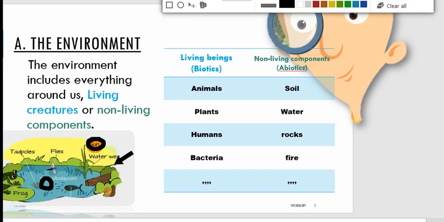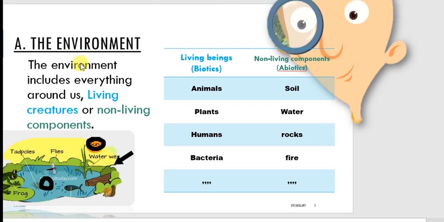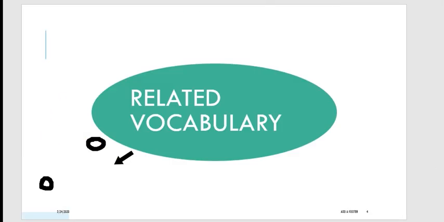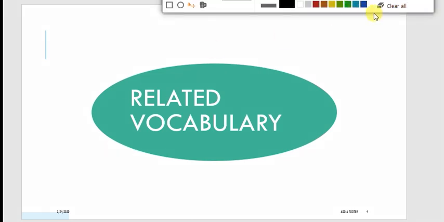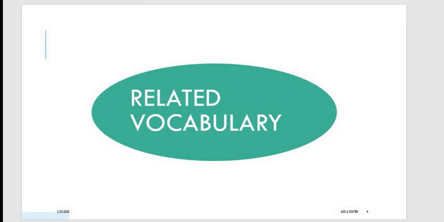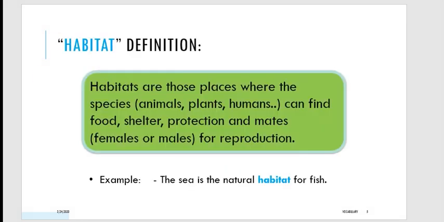Okay, now let's go to some of the most important vocabulary related to the environment. So, related vocabulary. The first one is habitat. So, a definition of habitat.